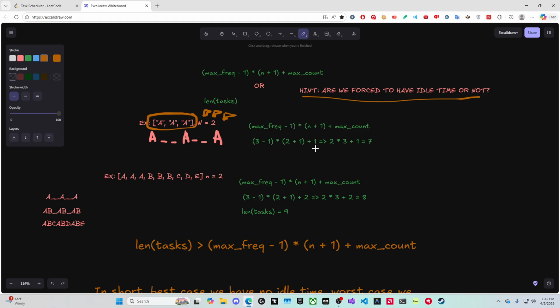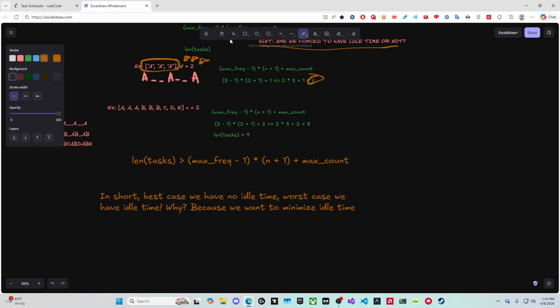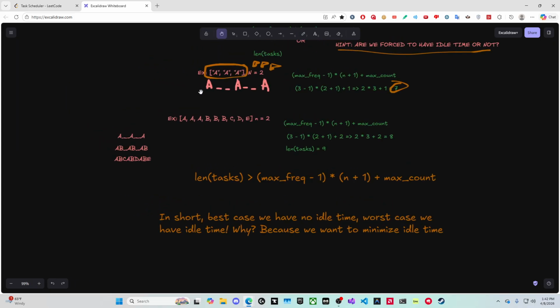Okay, so we're gonna calculate this, right, and we get 7. And that's what our answer should be, right? Because we have 1, 2, 3, 4, 5, 6, 7, right? So this minimum CPU interval time is 7. Okay. Now let's show you this case here. I'm gonna have to just zoom out a little so you can see this. There you go.